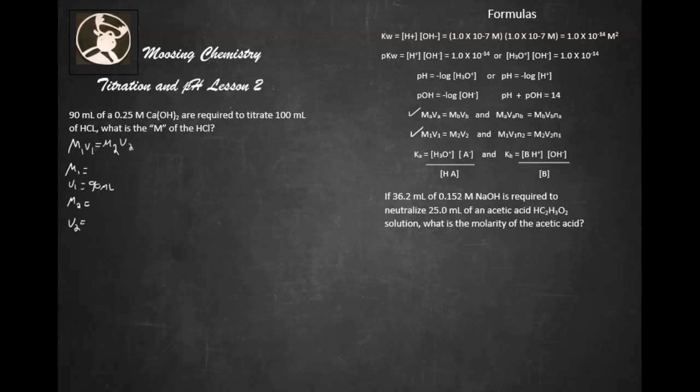90 milliliters, there we go, with 0.25 M, there we go. And to titrate 100 milliliters, there's our second volume. It's also important to keep all your volume units the same. If you had milliliters and liters, then you have to convert one to the other. So anyway, let's isolate for M2. M2 equals M1 V1 over V2.